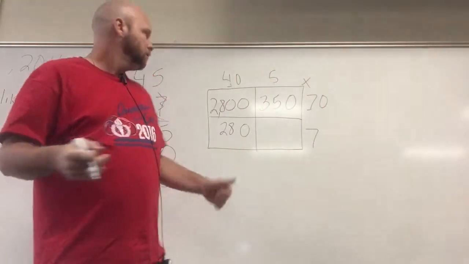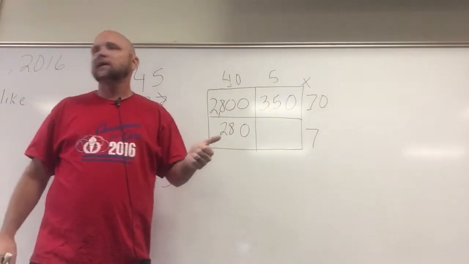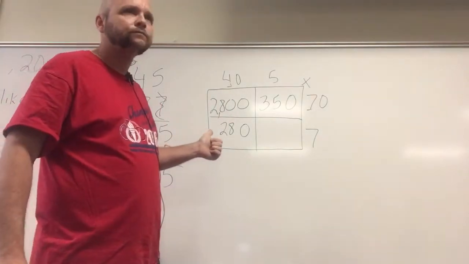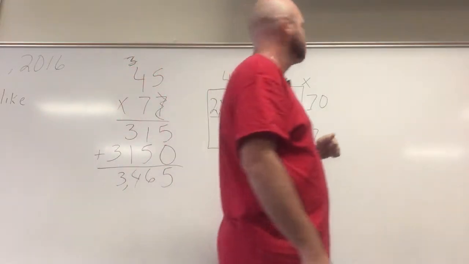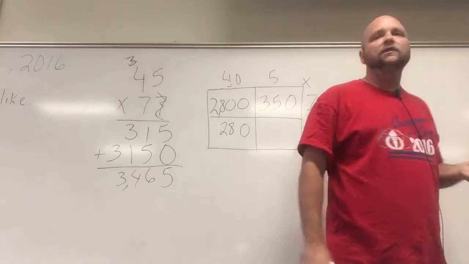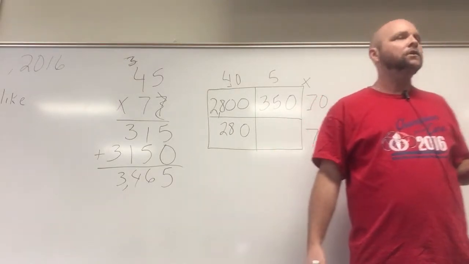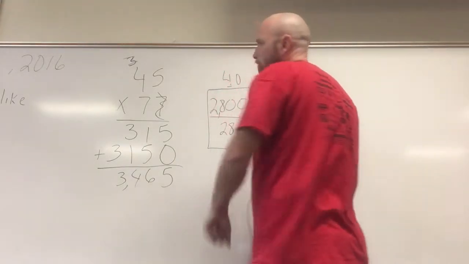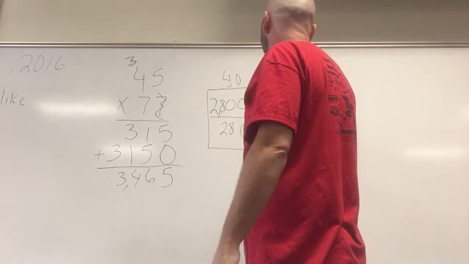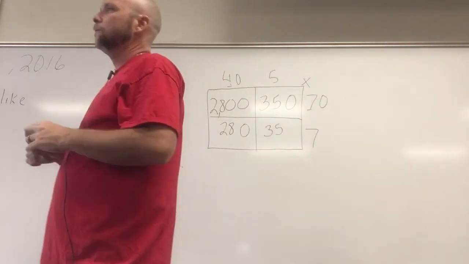Why does this 280 and this 2,800? Alexander? Because in 40 times 70, there's 2 zeros. In 40 times 7, there's just 1 zero. Okay, that's why those two are different. And then, where the 5 and the 7 meet here, what's 5 times 7? 35.